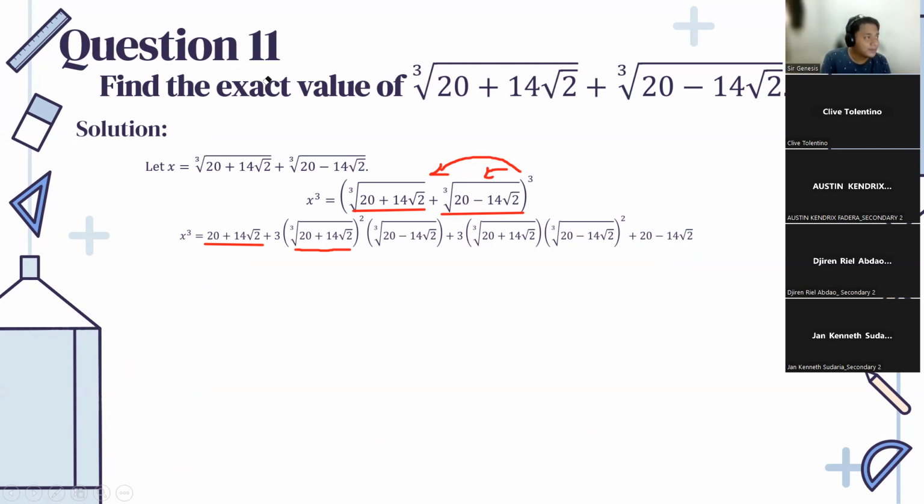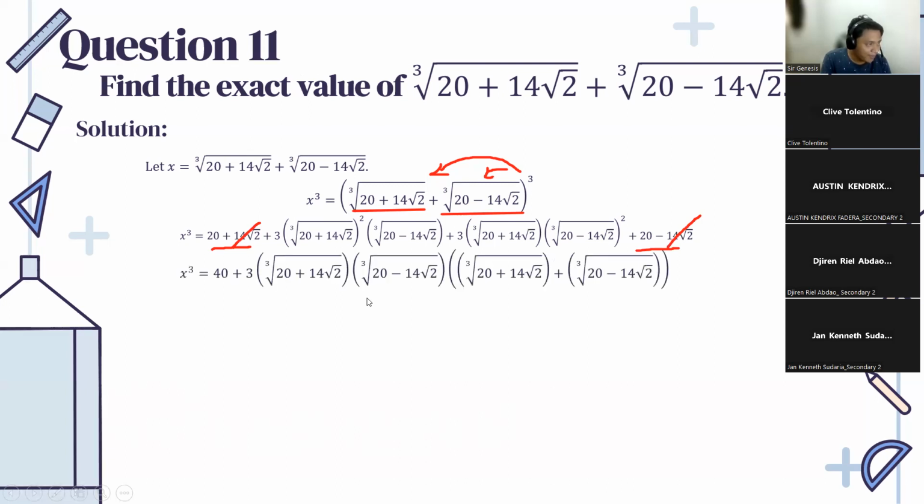So what you can just do at first is of course simplify these two, because these are the ones that can be simplified earlier. So you can remove 14 square root of 2 and you will have 20 plus 20, which is 40. Now the next thing here is look for common factors between these two expressions. So as you can see, we have x cubed is equal to 40, and then our common factor for these two will be 3. Okay.